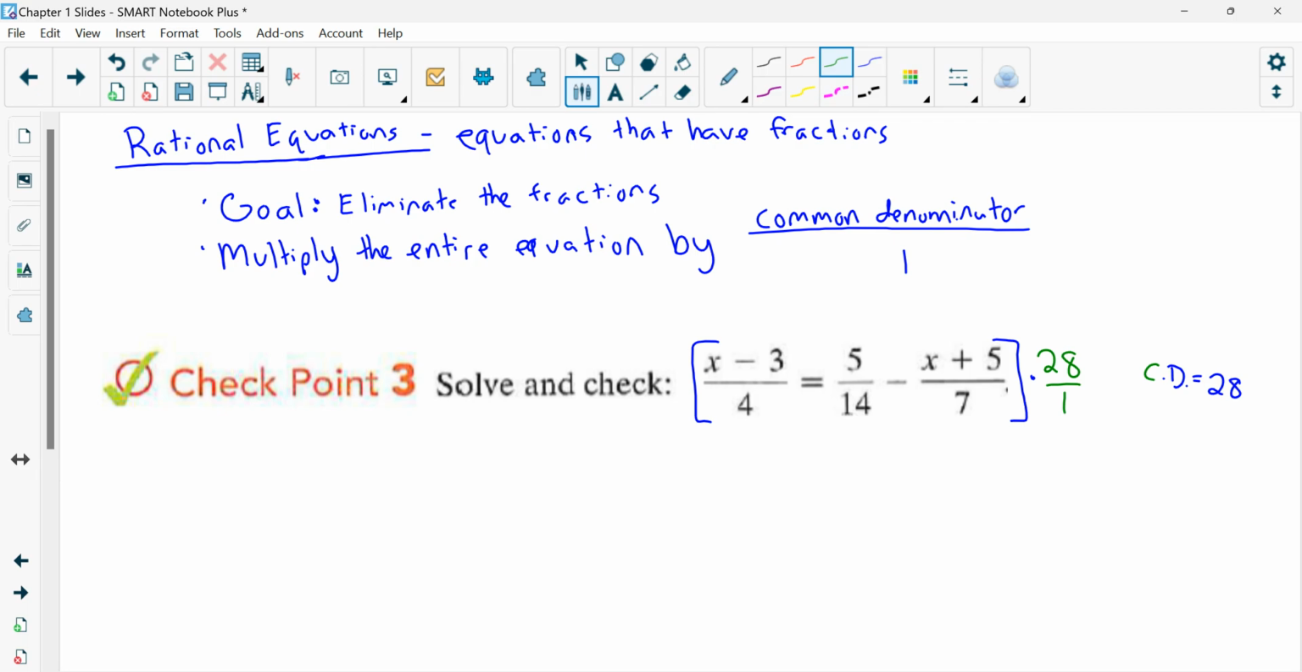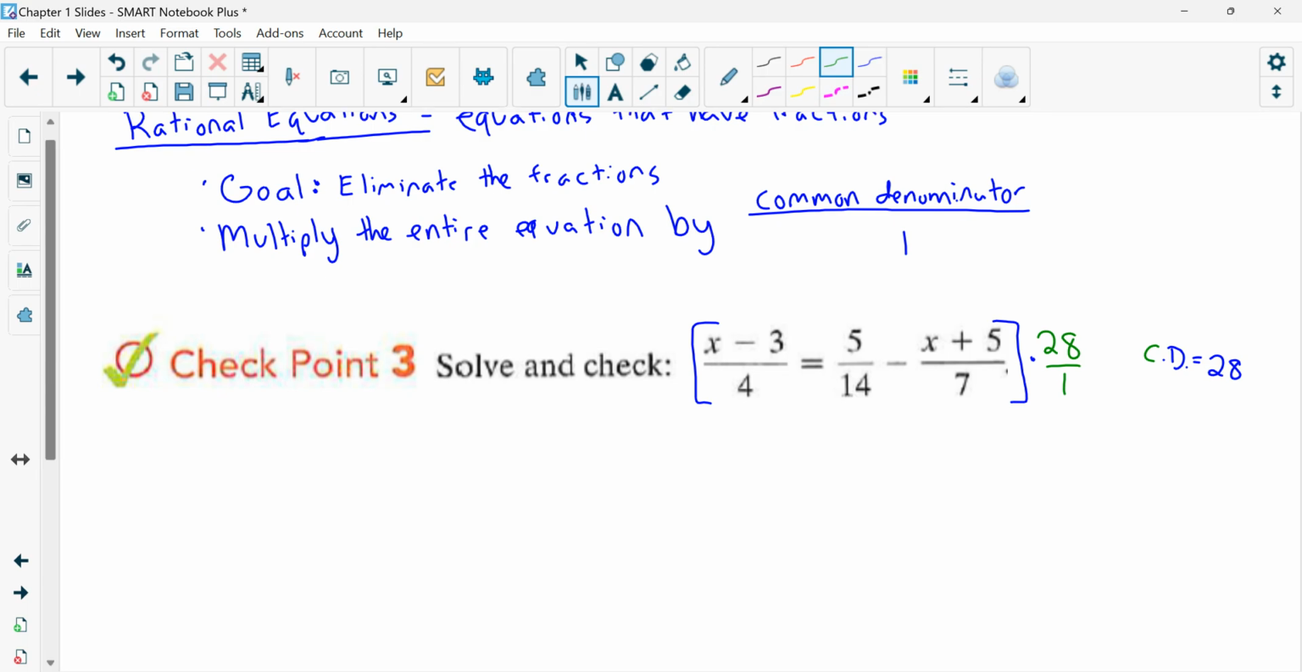Here is where you really want to pay close attention to what you are doing. So what we are doing here is we're multiplying all the tops by 28. So I'm going to write this as 28 times the quantity of x minus 3, over 4, equals 28 times 5 divided by 14, minus 28 times the quantity of x plus 5 divided by 7.